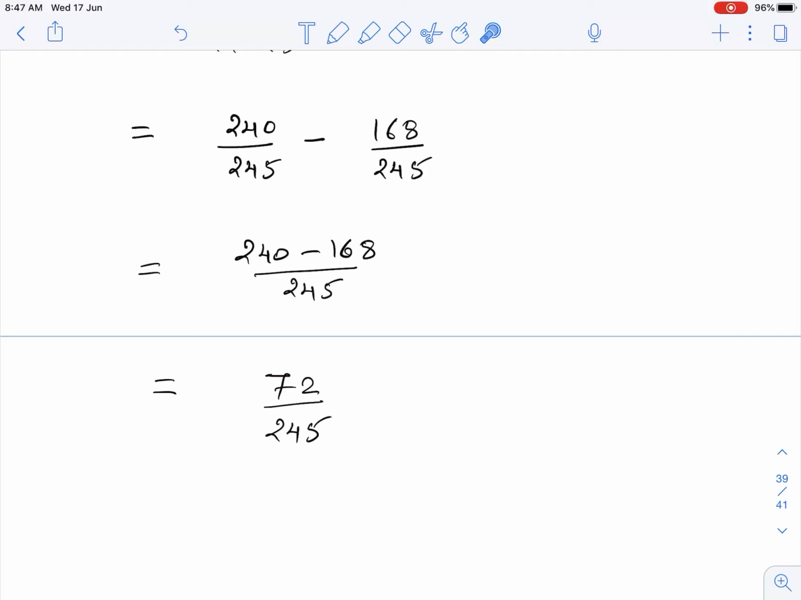Why is it our final answer? Because we cannot reduce it further to its lowest form.